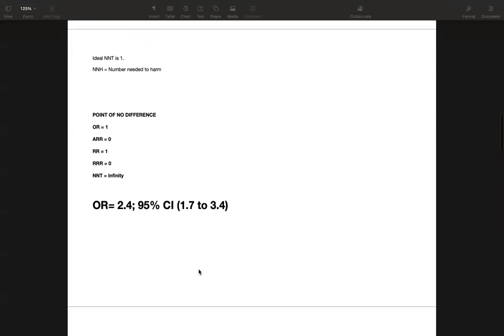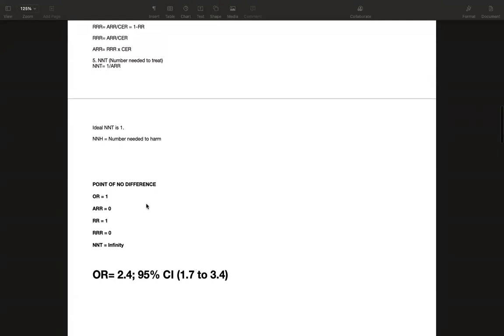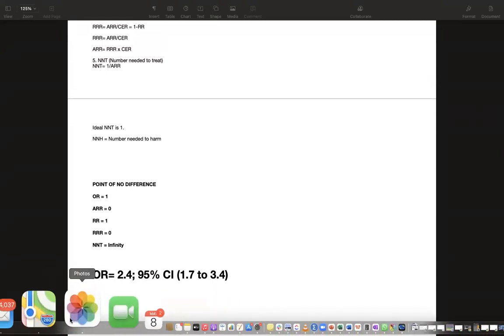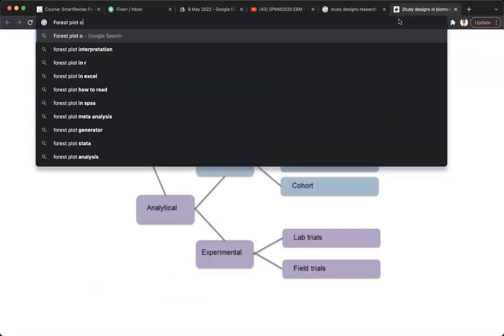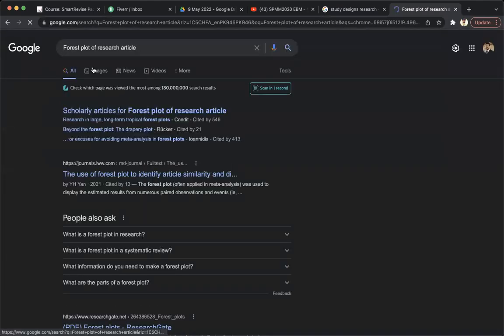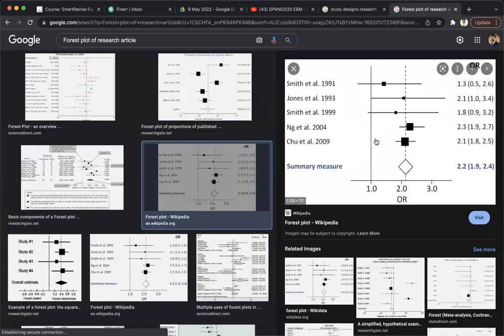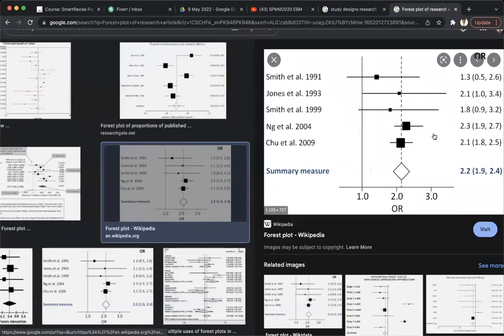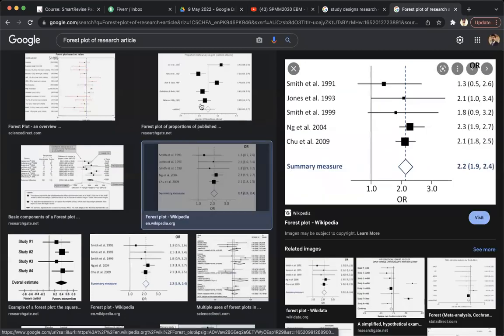And see, this is why it is very, very important to know about the details of the point of no difference. Let me give you an online example. We are seeing a forest plot of a research article, any article. I don't know which article would come up, and I will randomly select one. Okay, I have selected this, in which we have all the values.